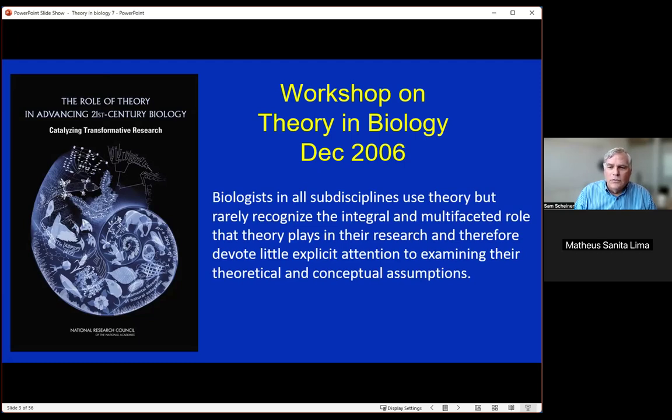But it does say in this report that biologists use theory, but don't really recognize its role, especially in terms of making things explicit. And that's really been the heart of this whole process that I've been going through for about the last 15 years or so, which is to help us be much more explicit and conscious of what we're doing with theory and biology.